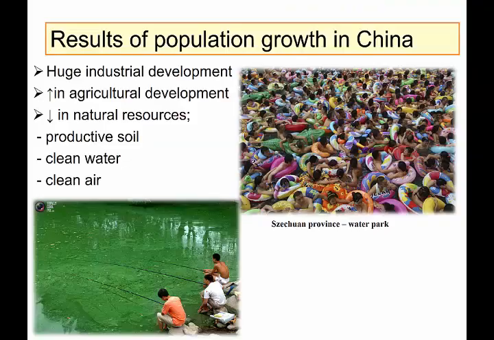Now, the results of this population growth were good and bad. The good part was that there was huge industrial development, which was good for China, and an increase in agricultural development, which meant more food. But the bad part of this was that there was a decrease in natural resources, and this was mainly due to degradation through pollution. So there was less productive soil. That means soil that was able to support crops. There was less clean water and less clean air.